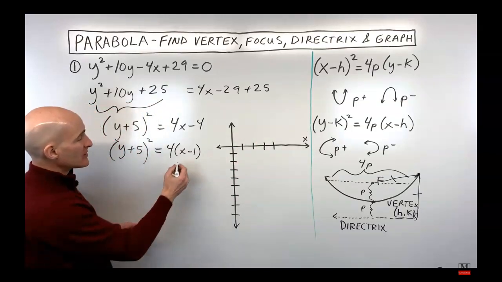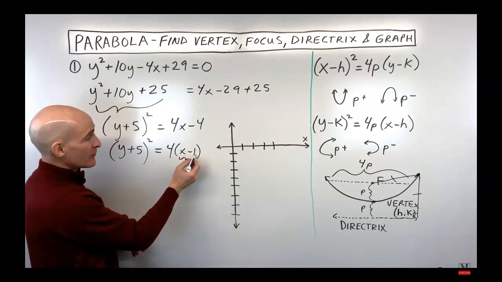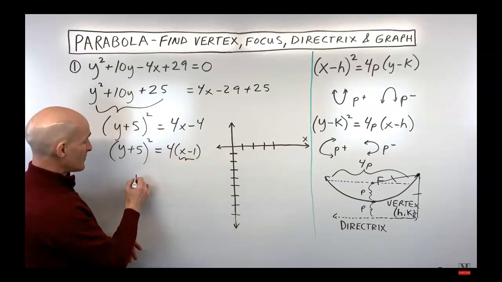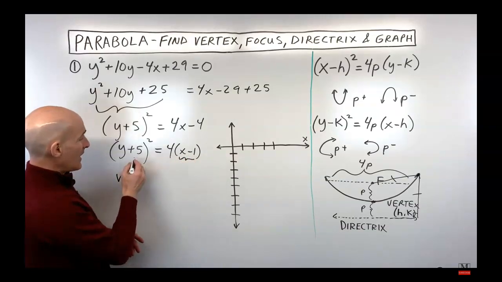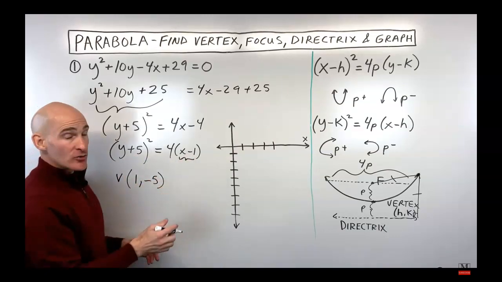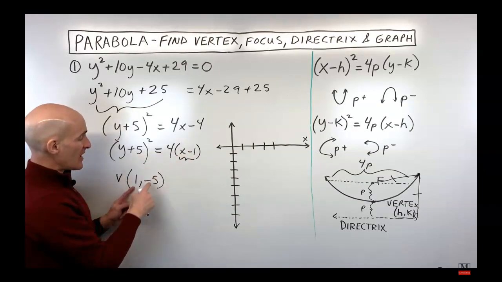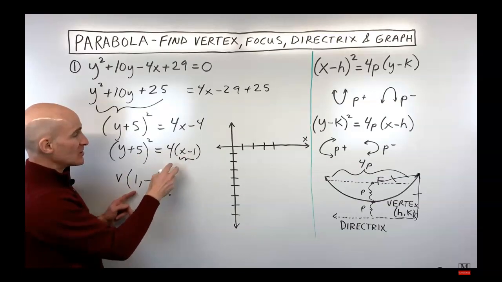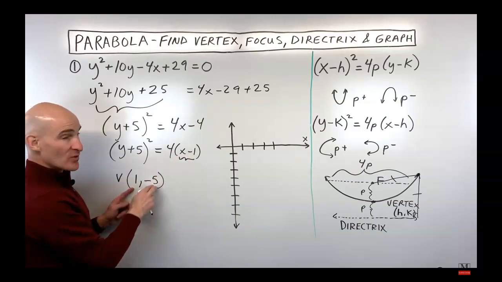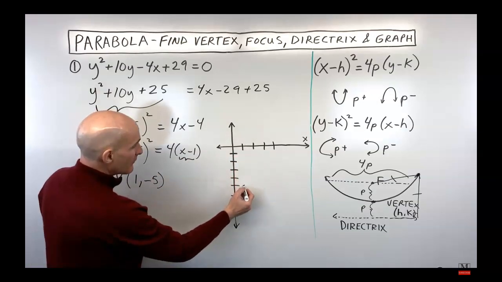Now, what you want to be careful of is you want to make sure you take the x coordinate of the vertex and group it with the x, so that's going to be positive 1. And the y coordinate of the vertex is grouped with the y, that's going to be negative 5. Also notice that the signs are flipped. So if this is negative 1, this is positive 1. If this is positive 5, this is negative 5. Just remember, x is with the x and the y is with the y. Now let's go ahead and graph this. So 1, negative 5 puts us right here.